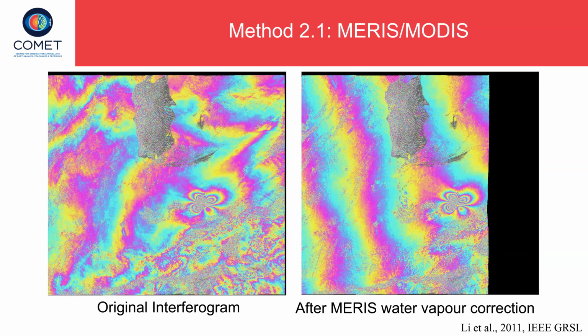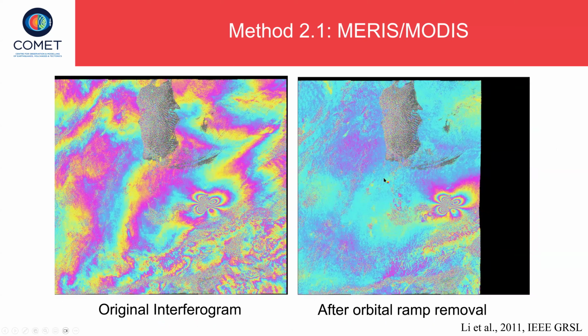And this is an example using this kind of observation. The left one is our original interferogram, and the right-hand side is after water vapor correction. But you can clearly see this long wavelength effect, which is caused by the orbital error. So after removing that orbital error, you got a very clean cosmic interferogram. So this is the performance of using the MERIT, which is pretty good.